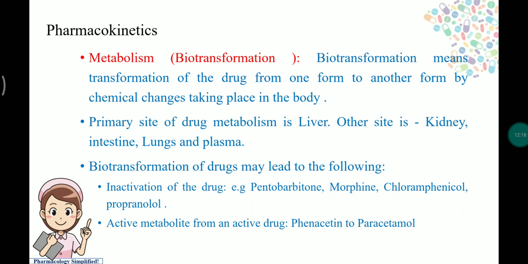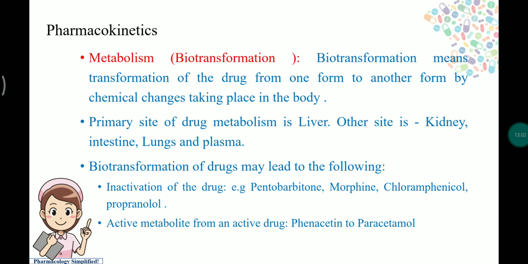Biotransformation of drugs may lead to the following. So what happens in the biotransformation? While the drug enters into the plasma and then enters into the liver, inactivation of the drugs may happen. For example, if we are taking any active drug like phenobarbital, morphine, chloramphenicol, or propranolol, when they enter into the liver, they may get transformed into an inactive drug, which leads to inactivity of the drug. For that we need to take larger doses, or we should go for another route of administration. So that is inactivation of the drug.